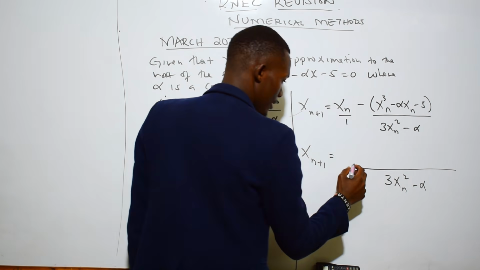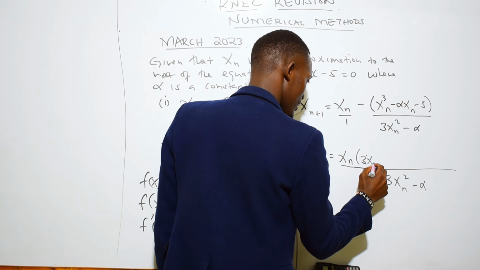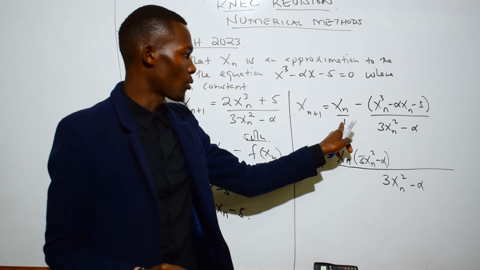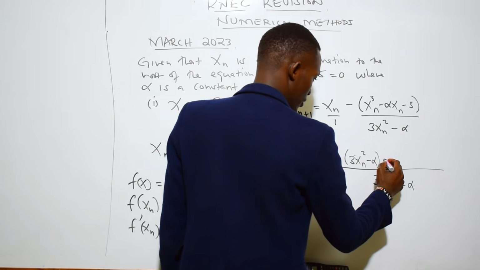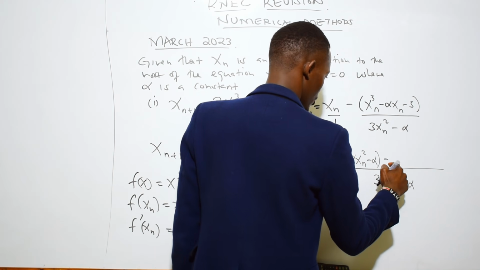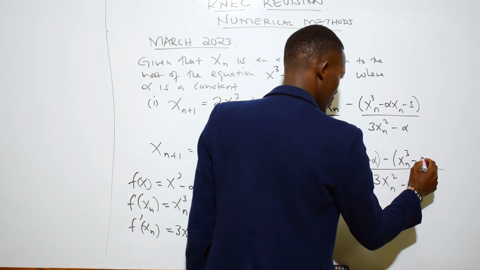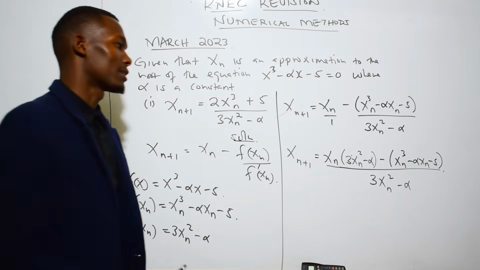So we shall have xn multiplied by 3 xn squared minus alpha. Then 1 multiplies with the whole of this, but remember, we have a negative here, so we can just write it before expanding. Having a 1 here does not change anything in this expression. So minus 5.